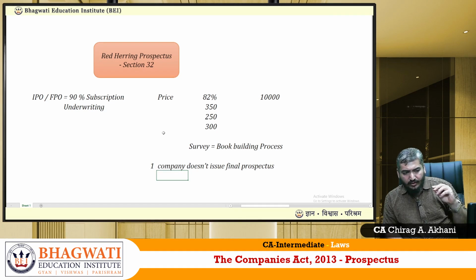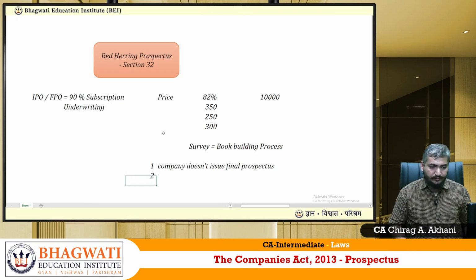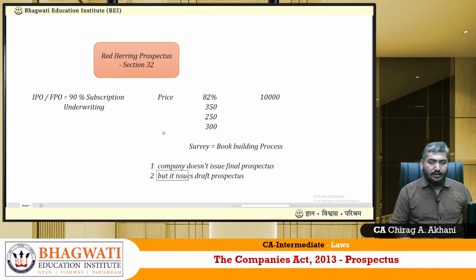So the company doesn't issue a final prospectus, but it issues a draft prospectus. Understand? Draft means something which is not final. Draft means something which doesn't contain all the information about the company. Some information is yet to be added. For example, the price of the company. The price of the company is not fixed yet, and the issue goes to the public.